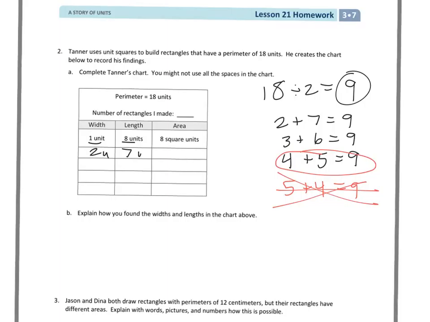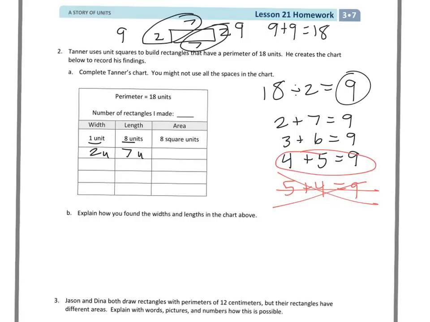I'll abbreviate. And I know this because if I put a square in, or a rectangle in here, and I do 2, 2, 7, 7, 2 and 7 is 9, 7 and 2 is 9, 9 plus 9 equals 18. And that's going to be the case for each of these.